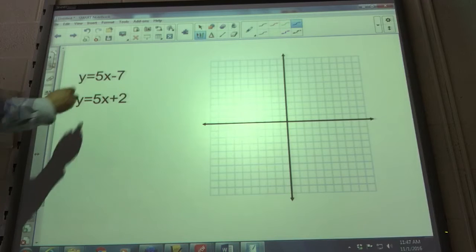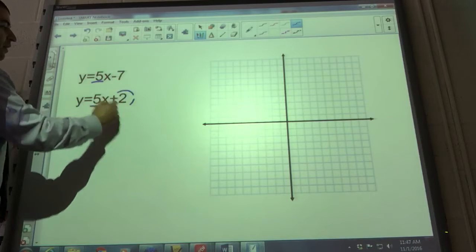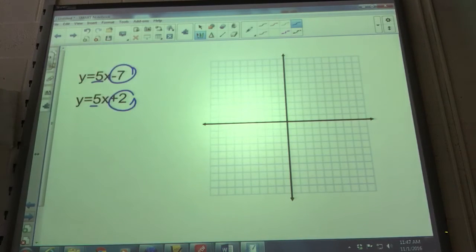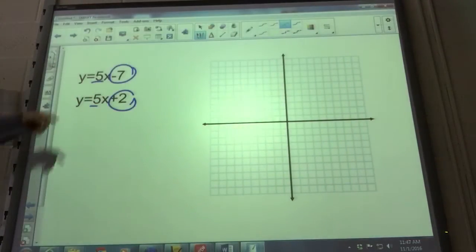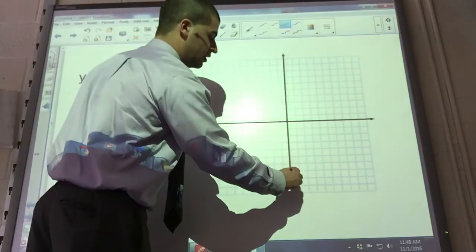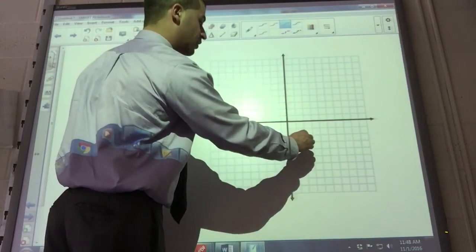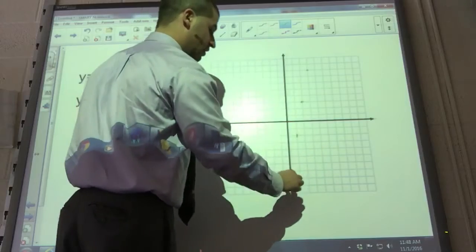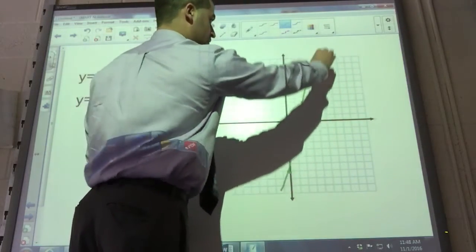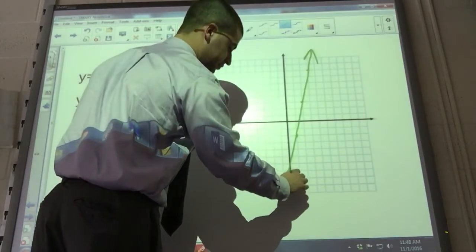These two are parallel lines because they're the same slope and different y-intercepts. If they had the same y-intercept, it would just be the same line. So you don't really have to think about that when you're dealing with this right now. So for the first line, we would just go down 7 and go up 5, right 1, up 5, right 1, up 5, right 1, and then draw our graph.